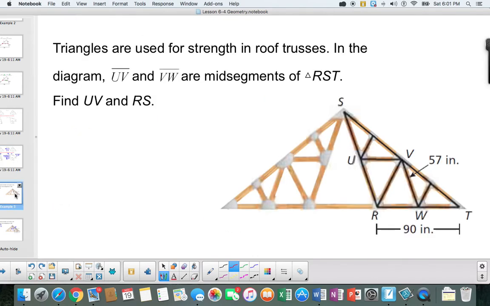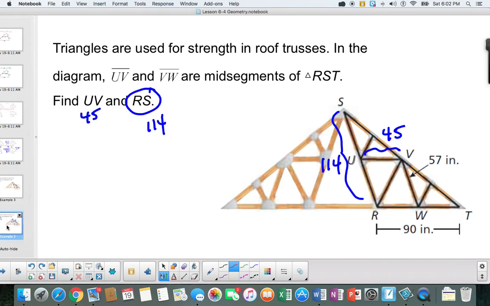Let's take a look at the roof trusses here. And the roof trusses are connecting midpoints. These are mid-segments. So from here to here is a mid-segment, and from here to here is a mid-segment as well. Let's see if you can figure out the answers. And here are the answers.